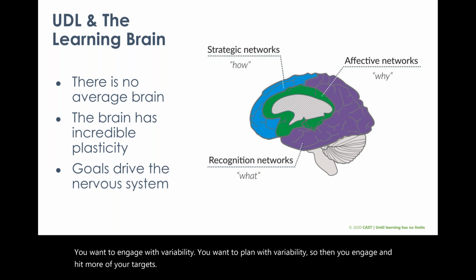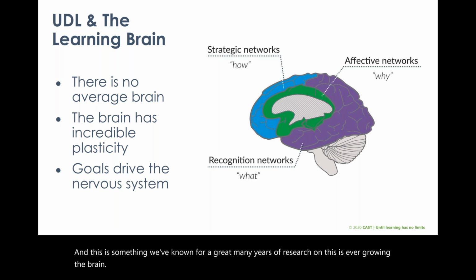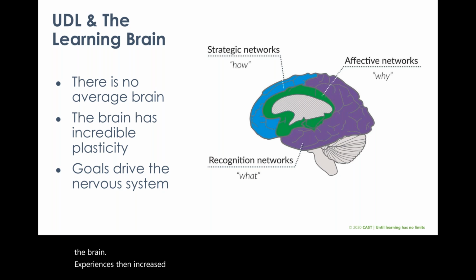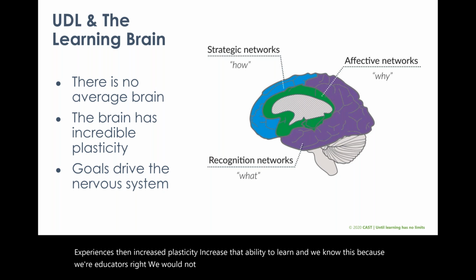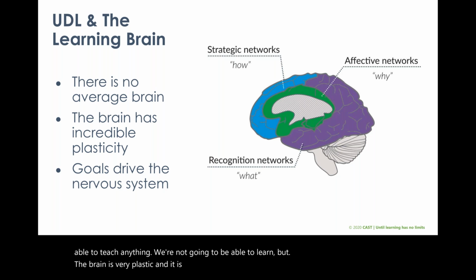The brain has incredible plasticity. And this is something we've known for a great many years. The research on this is ever growing. The brain experiences then increased plasticity, increased ability to learn. And we know this because we're educators, right? We would not go into education if we thought, oh, we're never able to teach anything, we're not going to be able to learn. But the brain is very plastic and it is able to learn. And then goals drive the nervous system.